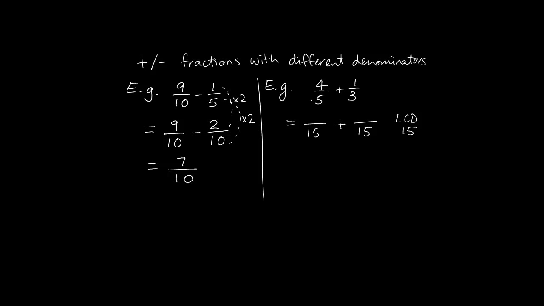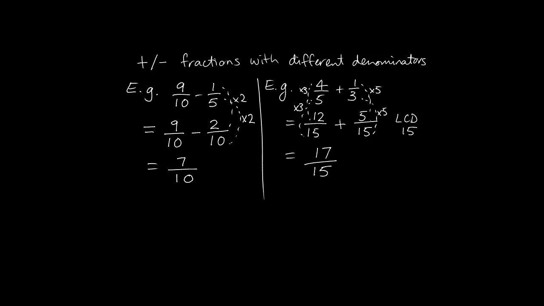To go from the 5 to the 15, we times it by 3. So do the same thing with the numerator. 4 3s are 12. To go from the 3 to the 15, I multiply by 5. Do the same thing with the numerator. So now I've got 12/15 plus 5/15. Much easier now that they've got the same denominator of 15. Add the numerators together. 12 and 5 gives you 17.